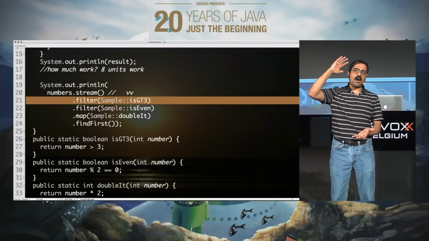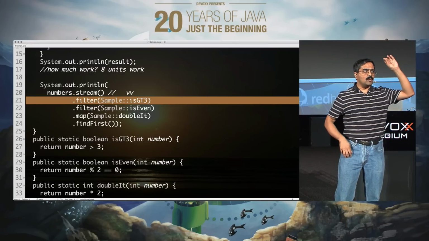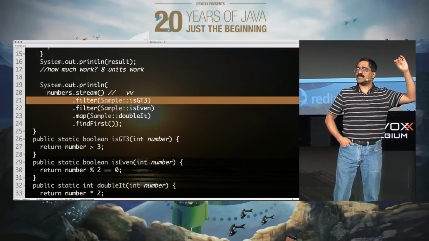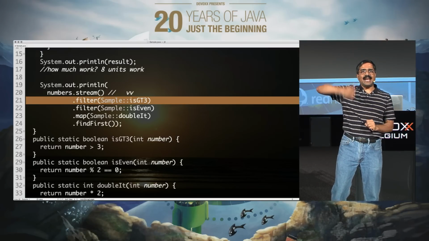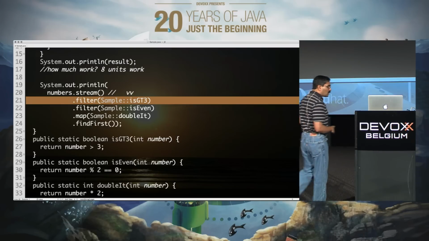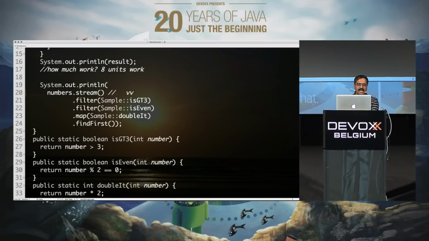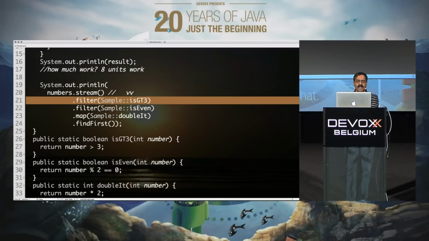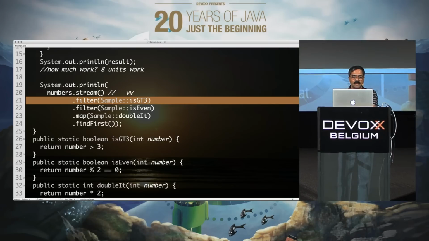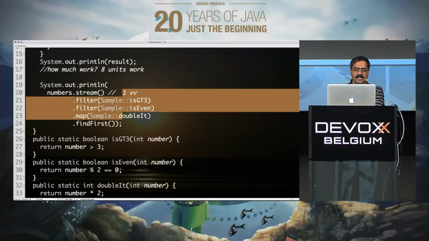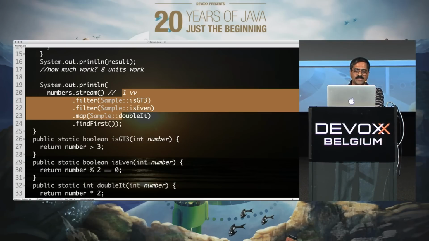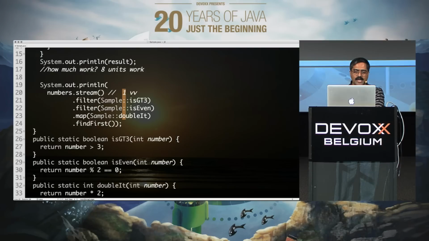Instead, I'm applying all the operations on one element, as many as I can apply, and then the next one, and the next one. So you slice it very differently. Rather than taking the entire collection and doing this one step on every element, you take one element and apply the entire sequence of these computations on that one element.